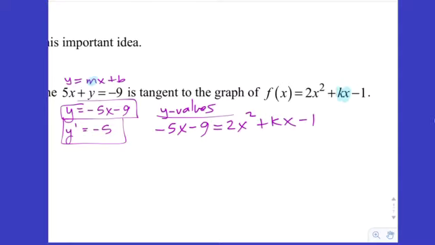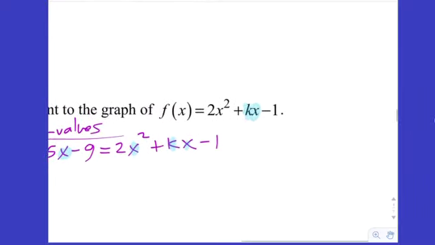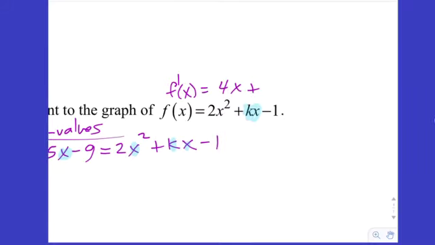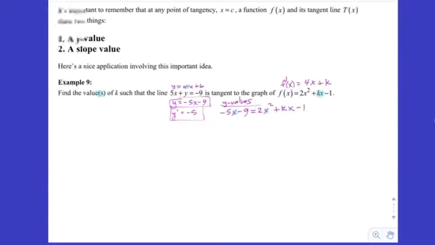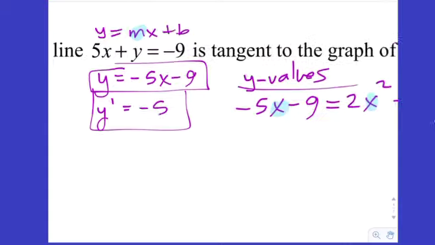Now, can I solve that and find a unique solution? Why not? I have two unknowns, x and k. So for two unknowns, you need two pieces of information. You need another equation. Gosh, well, what else is equal besides y values at a point of tangency? The slopes. Good. So let's go ahead and find f prime of x. f prime of x by the power rule is 4x plus k. And I already found y prime to be negative 5.